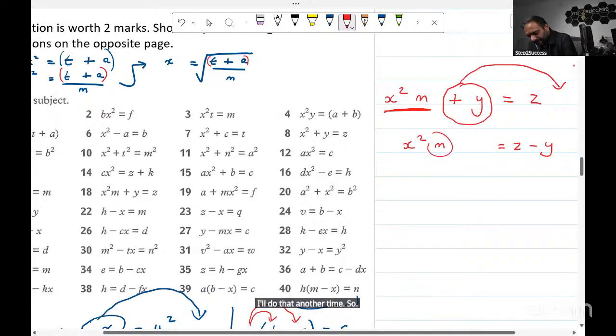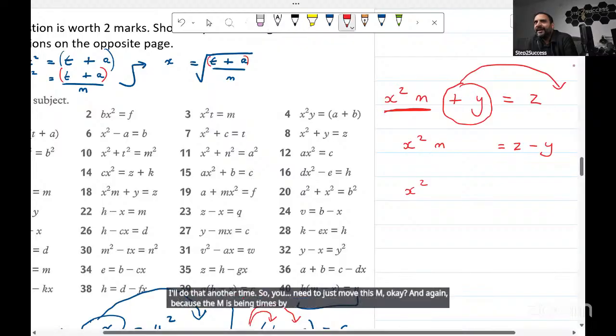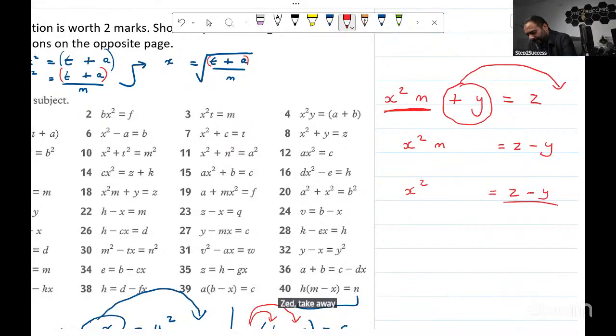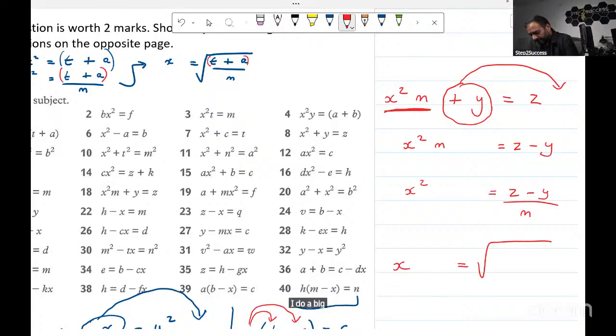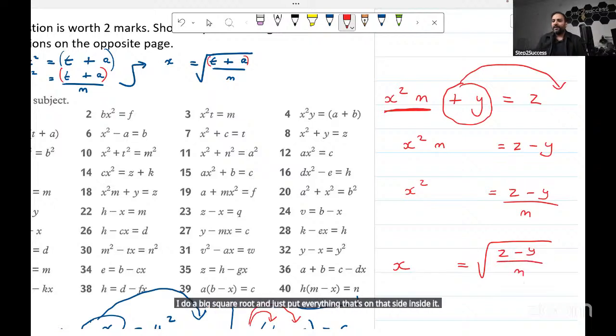So you need to just move this M. Because the M is being timesed by all of this, it gets divided to the other side. So you get Z, take away Y, big line, and an M underneath it. And then the last step is the same as in the previous question: if I want to get rid of a squared, I do a big square root and put everything that's on that side inside it. You end up with the answer.